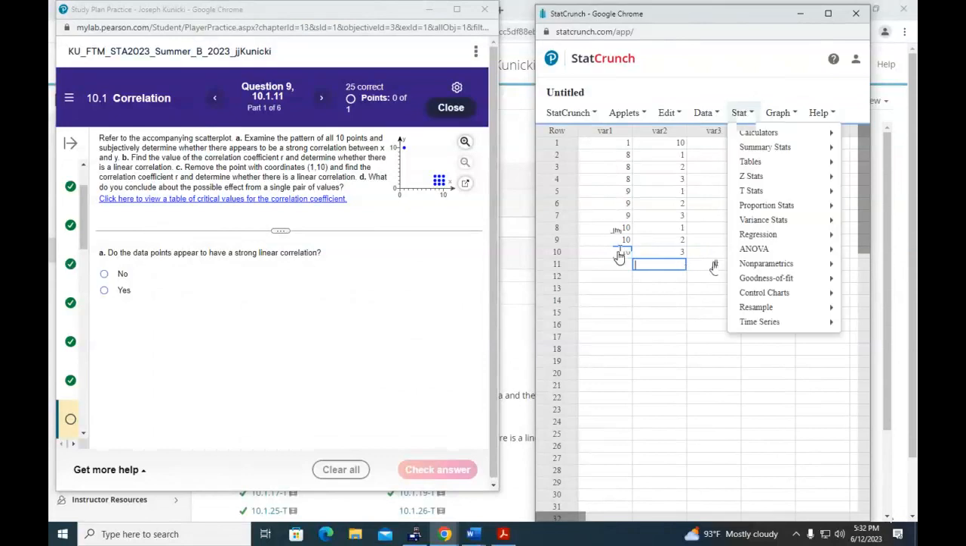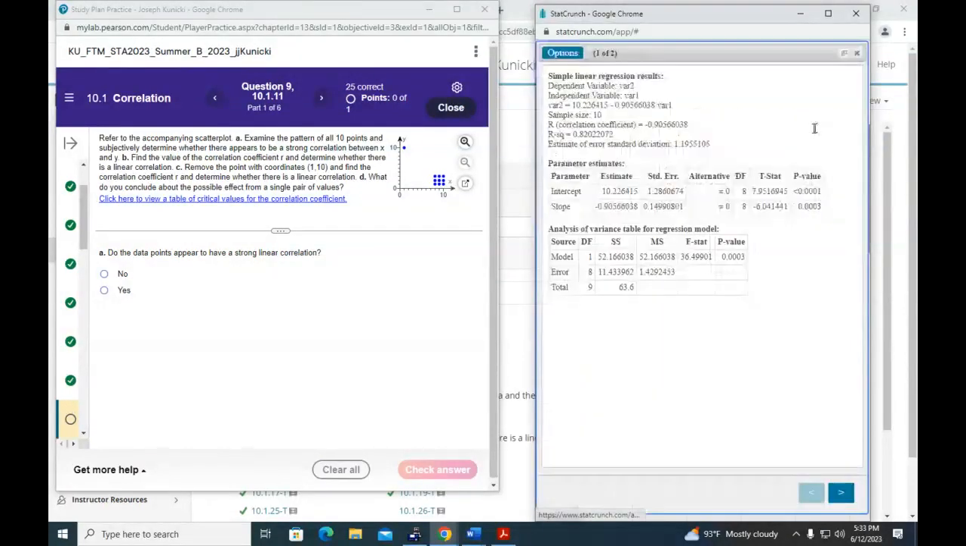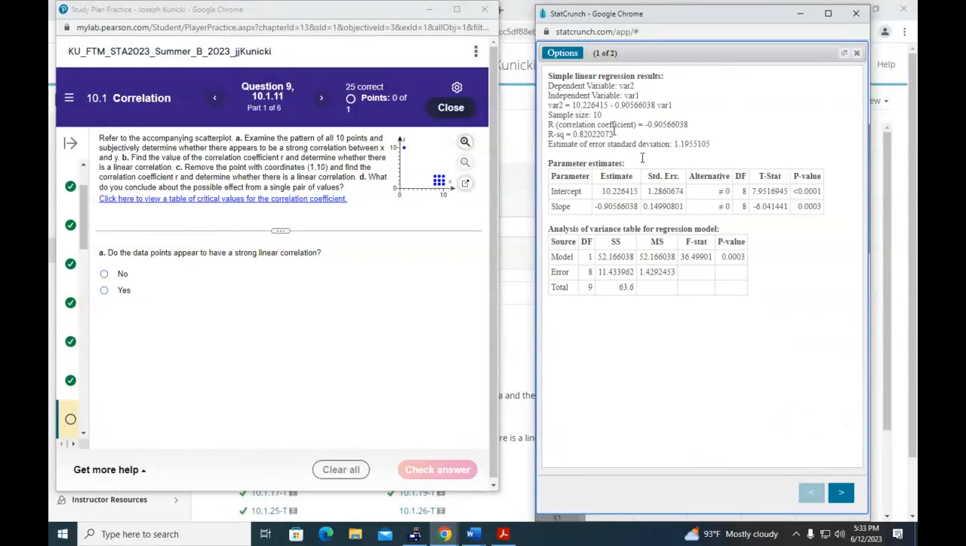Okay, so now I just do Stat, Regression, Simple Linear. I tell it that the x's are in variable 1, the y's are in variable 2. I don't care what they're called, as long as I tell the machine where to find the data. Everything else is the same. I make it a little bigger, just to show you that there's the diagonal line that I said it would be, and then the correlation coefficient is minus 0.906.